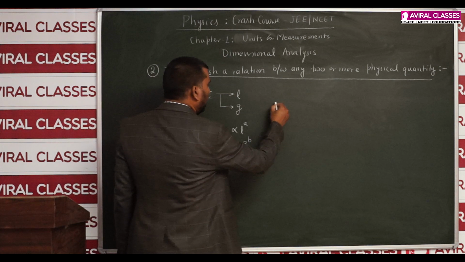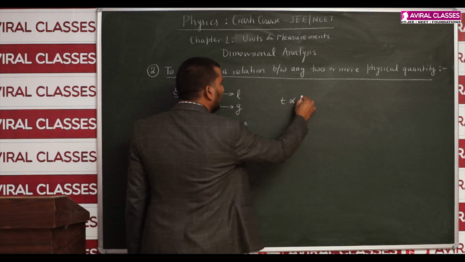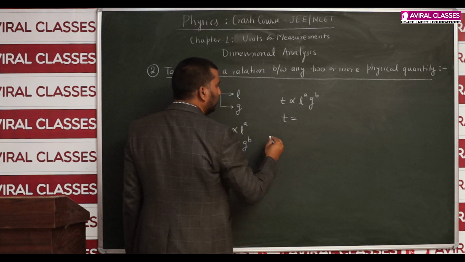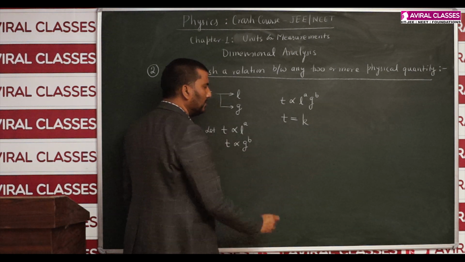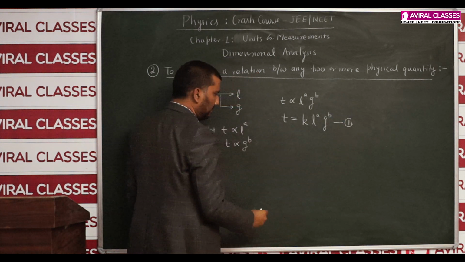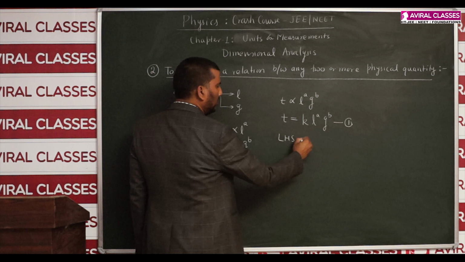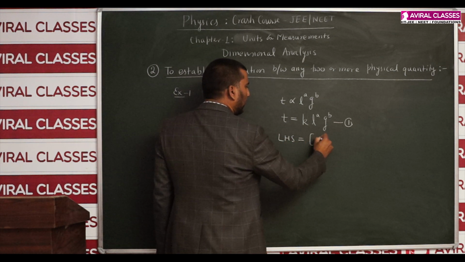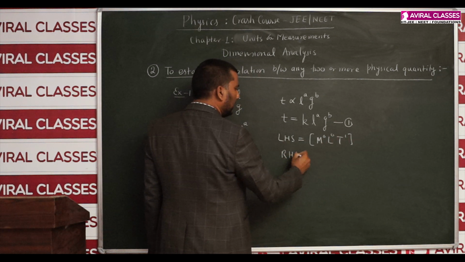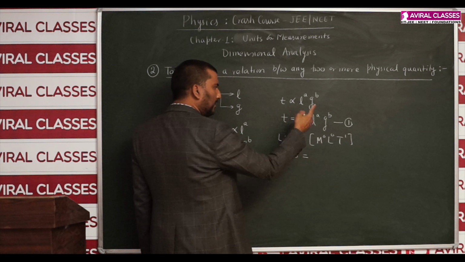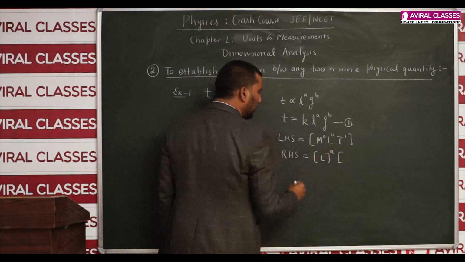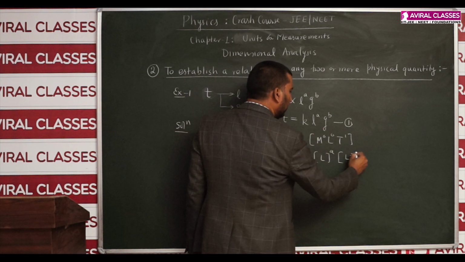So now you may write time period depends on L to the power a, g to the power b. As you know, if we remove directly proportional, we have to put a constant. k L to the power a, g to the power b. Consider equation 1. Now write LHS. It's a time only. Better to write M0 L0 T1. Consider right hand side. k is constant dimensionless. L is length. g is acceleration due to gravity.